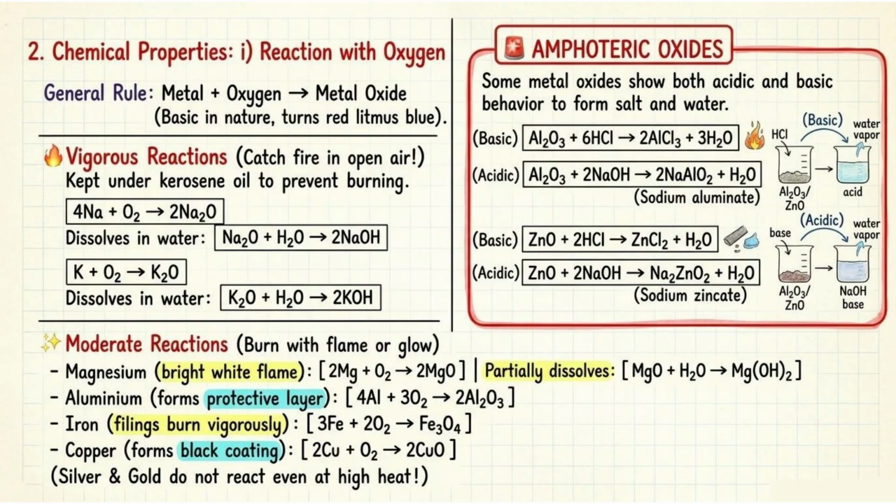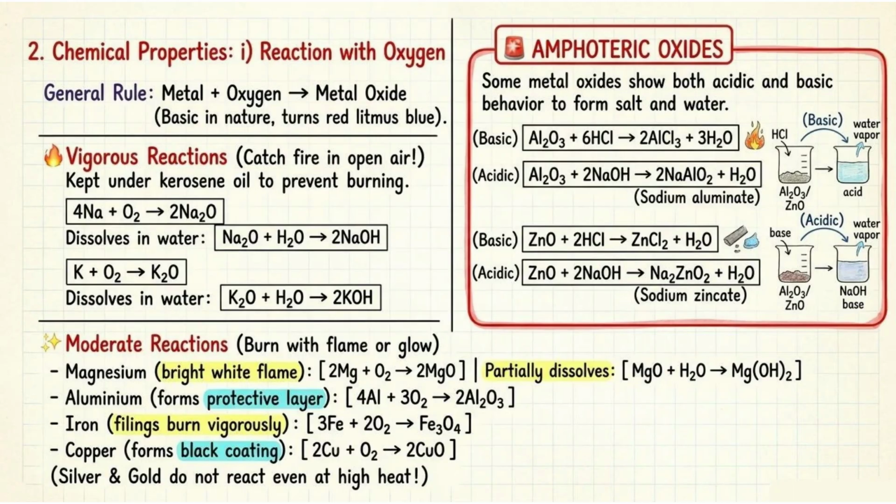Now, aluminium's a really cool one. It reacts with oxygen, but it forms a tough protective shield around itself. Yeah, the equation is 4Al plus 3O2 yields 2 molecules of aluminium oxide, 2Al2O3. Then there's iron. Now, a solid block of iron won't catch fire, but iron filings will burn vigorously. 3Fe plus 2O2 yields iron oxide, Fe3O4.